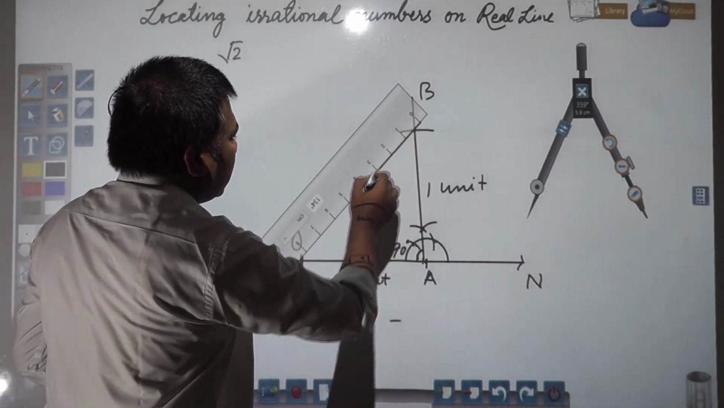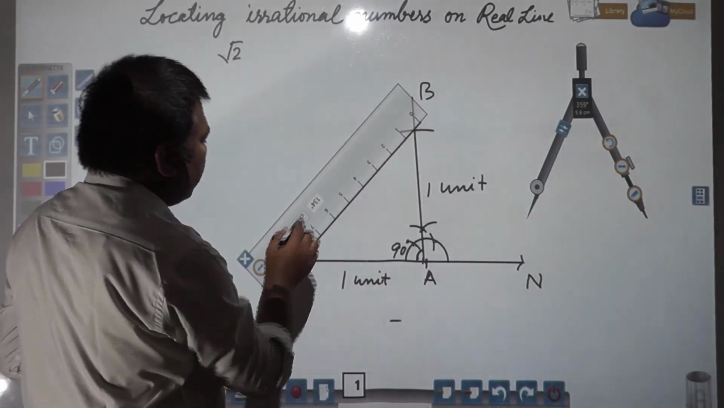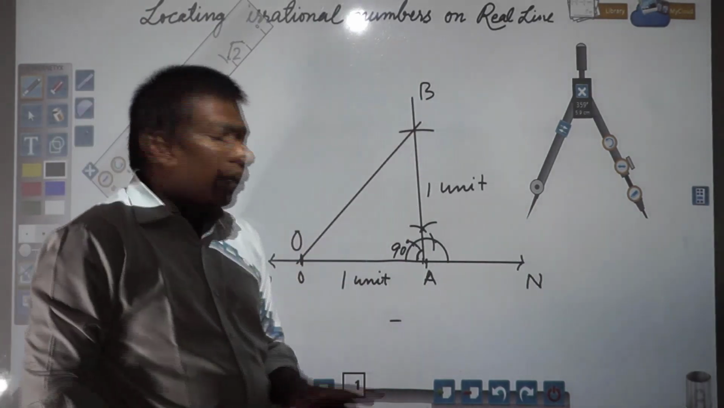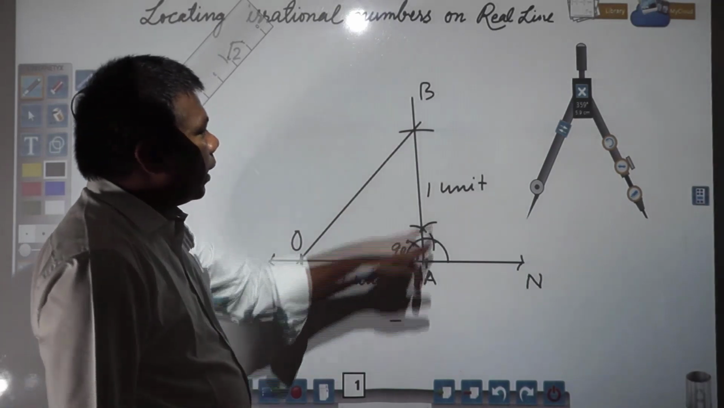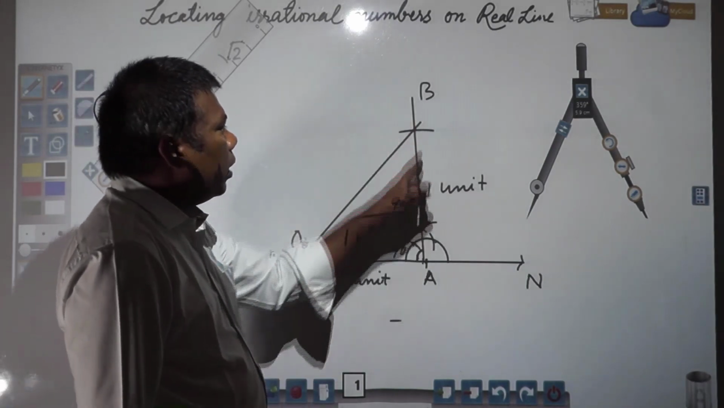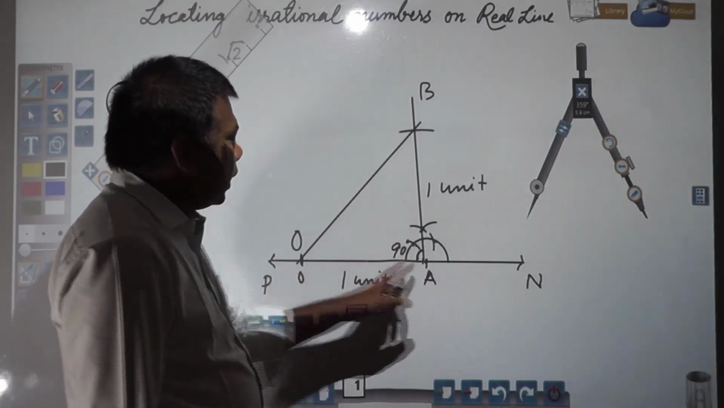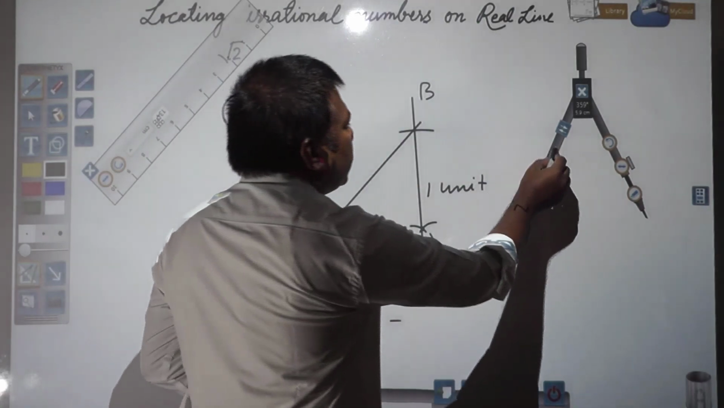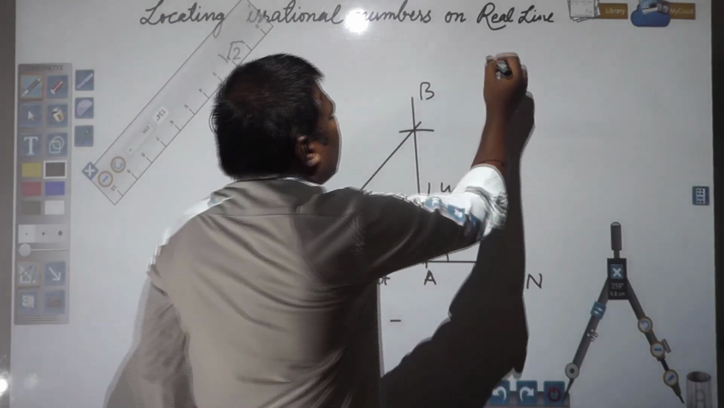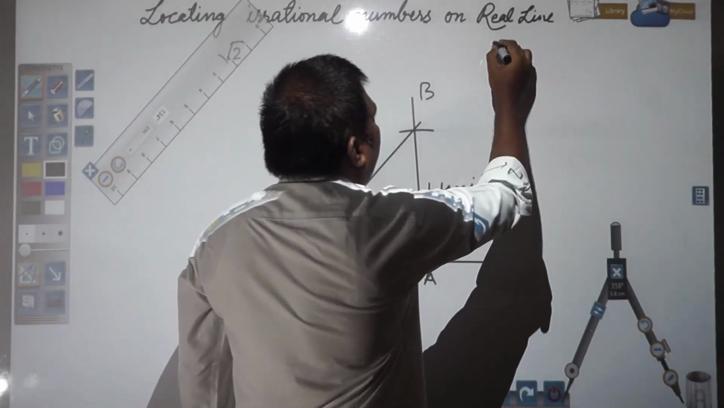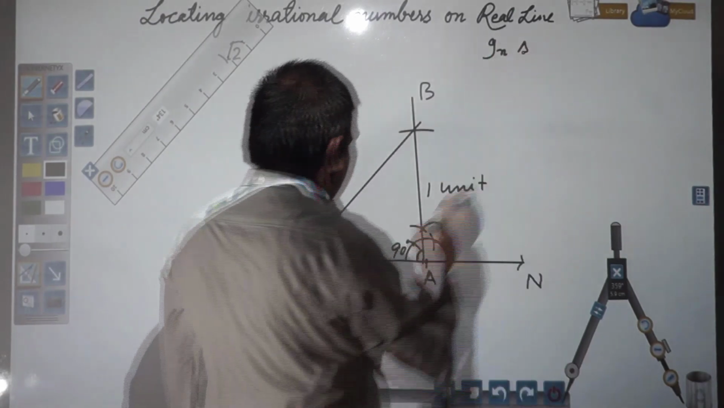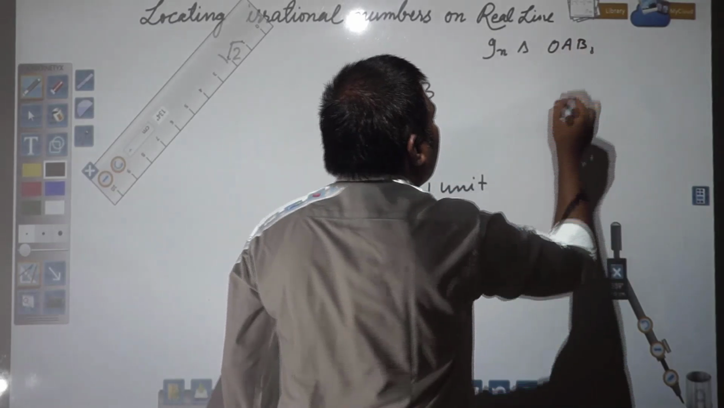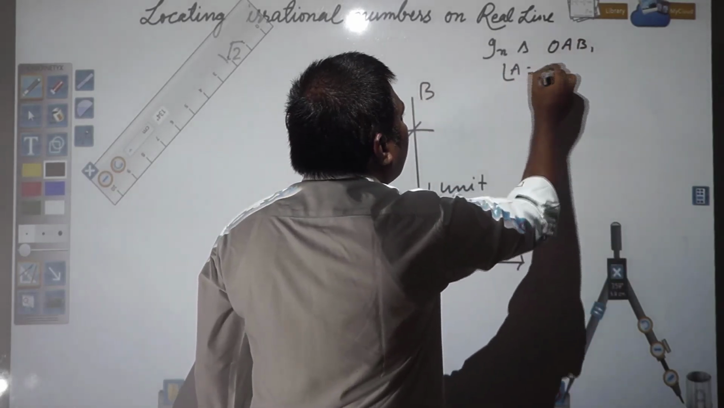This way you join this. This you have joined. Now OB you have got, and finally you are getting one triangle, that is OAB. And this triangle is a right angle triangle. So now what we will write, here you see, in triangle OAB, angle A is equal to 90 degrees.